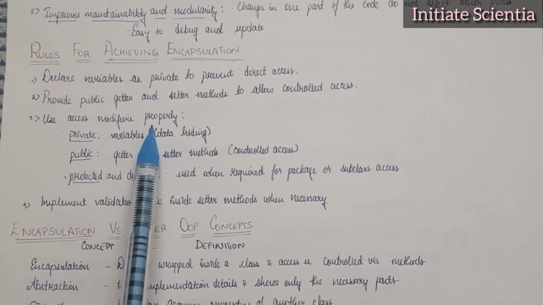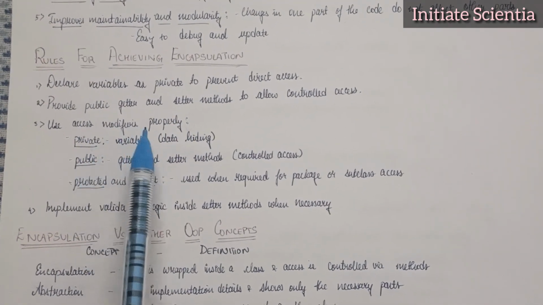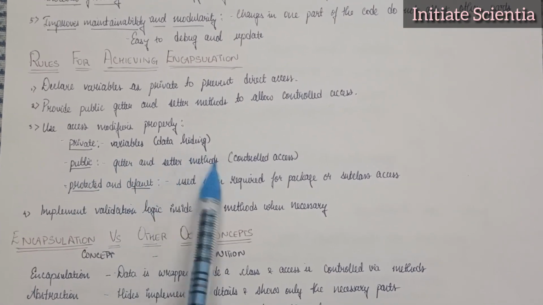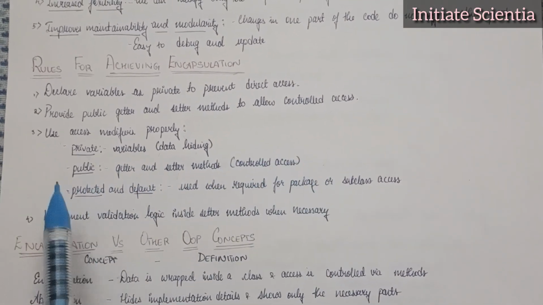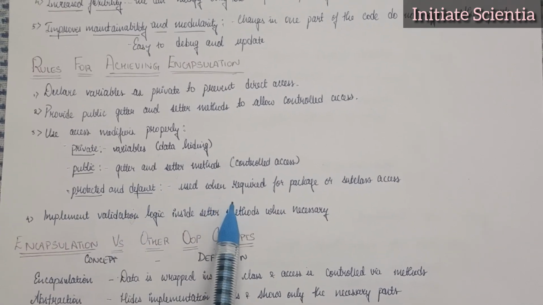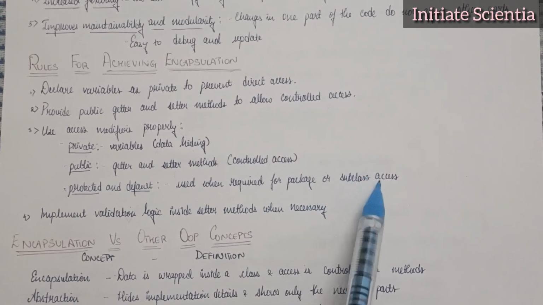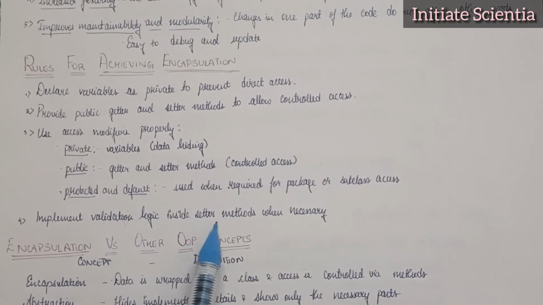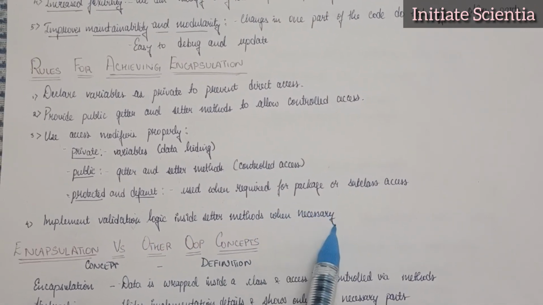Use access modifiers properly. Private variables for data hiding. Public getters and setter methods for controlled access. Protected and default, used when required for package or subclass access. Implement validation logic inside setter methods when necessary.